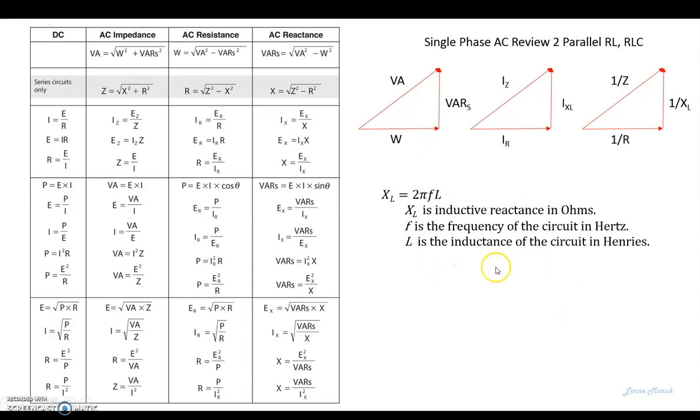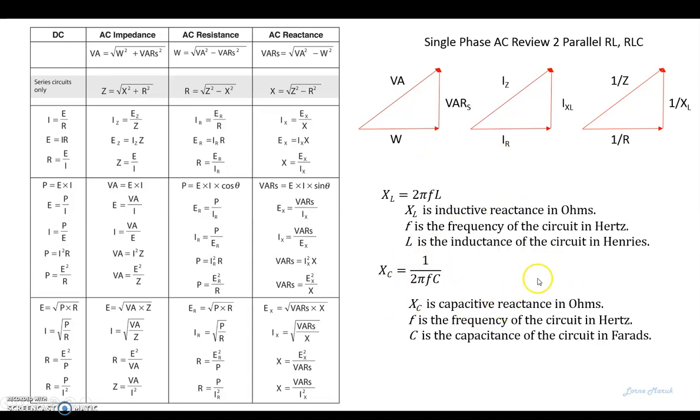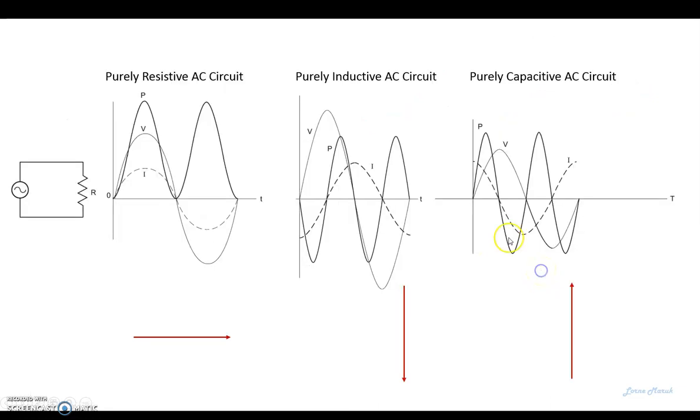Once again, we can find our reactance using our reactance formula, inductive reactance and capacitive reactance. And for purely resistive circuits, our vectors are drawn on the zero axis. We have our voltage, current, and power in phase with each other. And our inductive circuits, purely inductive in this case, are always lagging, but we generally draw the arrow in a downward position.